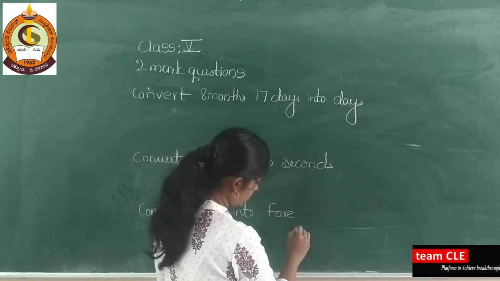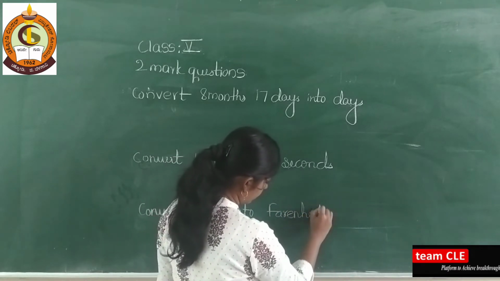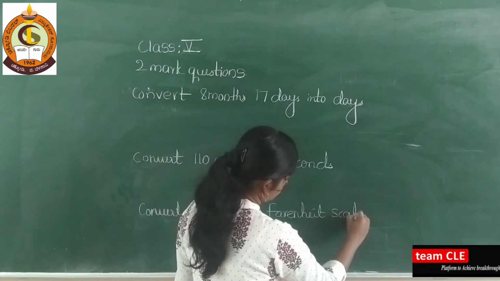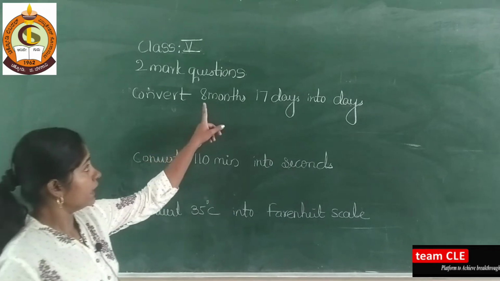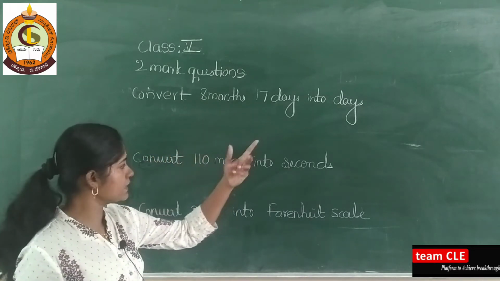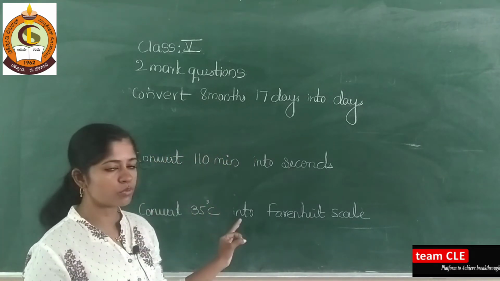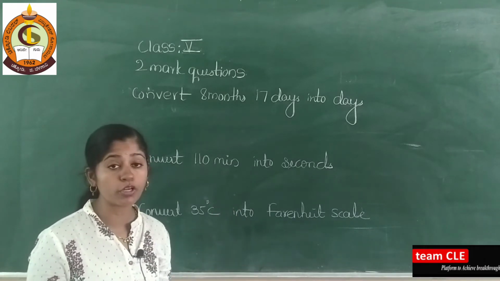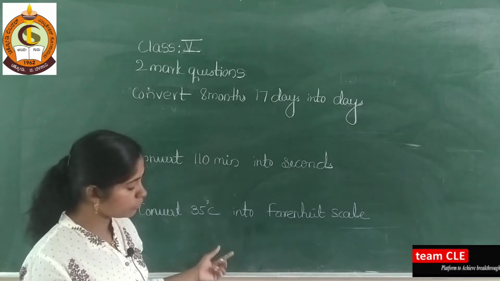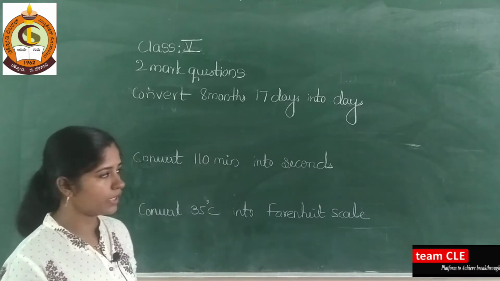Fahrenheit scale. Okay, so to solve this example you have to know in 8 months, in 1 month how many days are there. Here to solve this you have to know 1 minute is equal to how many seconds. Here you have to know the formulae, then you are going to solve the example.